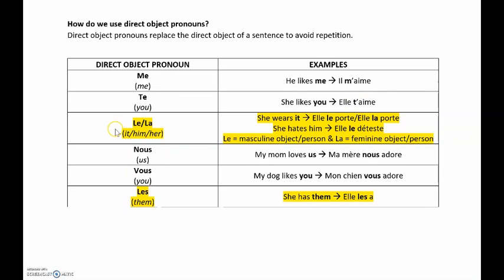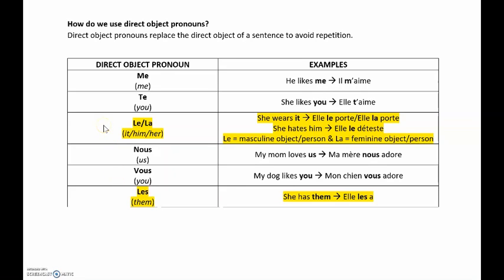The next one, as you can see here, I've highlighted le and la. I've also highlighted les down there. The reason I've highlighted these guys is simply because we're going to be focusing on those a little bit more in our activities in this course. That's not to say that me, te, nous, and vous are not important, but le, la, and les are used pretty frequently in the activities that we do.